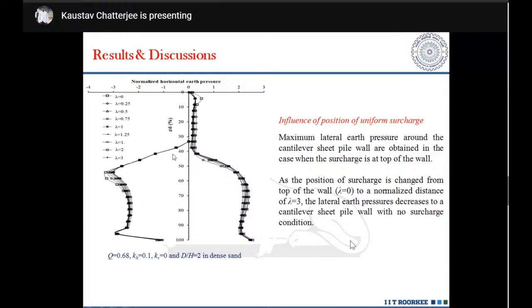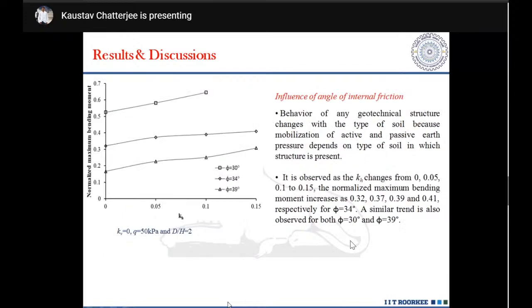The same thing is done over here with respect to the normalized earth pressure. We have seen that maximum lateral earth pressure around the cantilever wall is obtained when the surcharge is at the top of the wall, and as one moves away, lateral earth pressure will be decreasing. Similarly, for lower values of angle of internal friction, the maximum bending moment will be much higher as compared to higher values, because of the more passive resistance being developed.